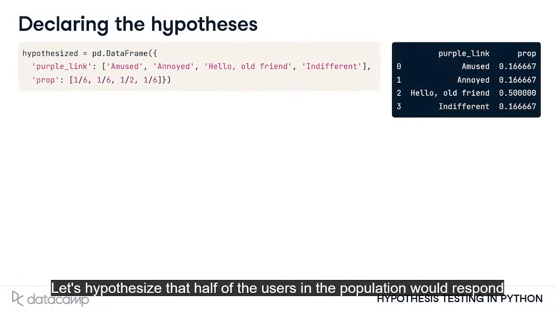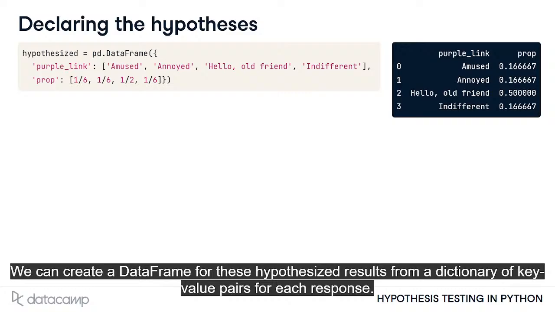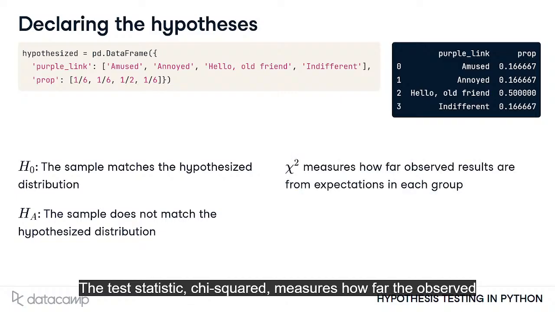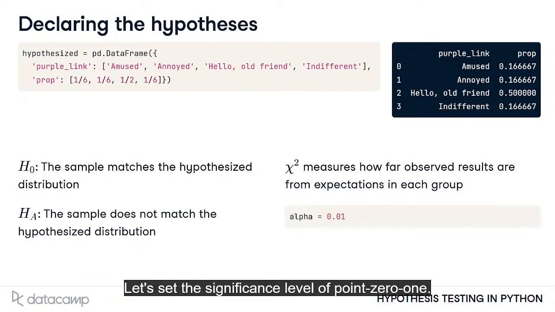Let's hypothesize that half of the users in the population would respond, "Hello, old friend," and the other 3 responses would get 1/6 each. We can create a data frame for these hypothesized results from a dictionary of key value pairs for each response. We specify the hypotheses as whether or not the sample matches this hypothesized distribution. The test statistic, chi-squared, measures how far the observed sample distribution of proportions is from the hypothesized distribution. Let's set the significance level of 0.01.